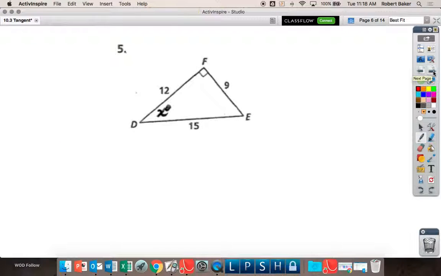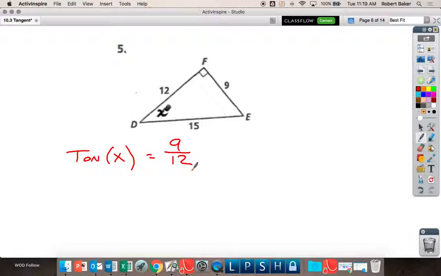Okay, number 5. I have to tangent from a very specific location to get the result. To solve for that X, where should I tangent from? D. I need to tangent from angle D. So tangent of the angle measure, it is X degrees, is equal to the opposite over the adjacent. 9 over 12. Yes, sir. No, because tangent does not use the hypotenuse. Tomorrow, sine and cosine will use the hypotenuse. Okay?